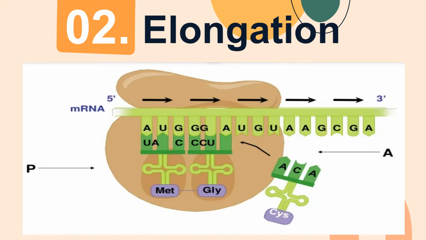The large subunit contains the three sites that the tRNA can interact with. The A site is the amino acid site, the P site is the peptidyl site, and the E site is the exit site.